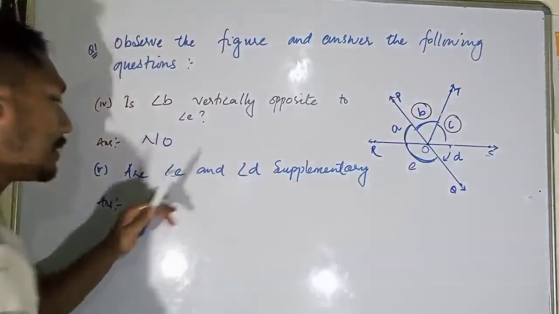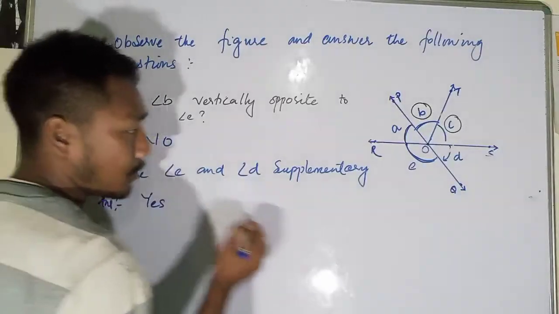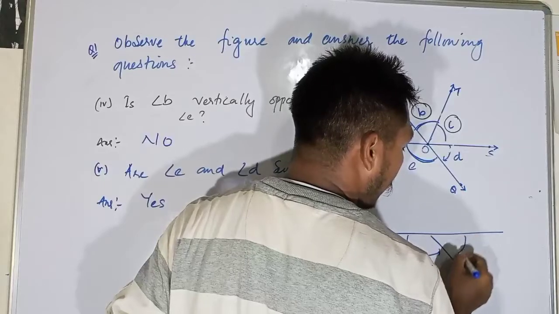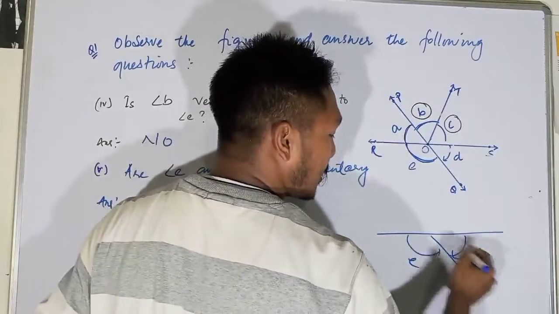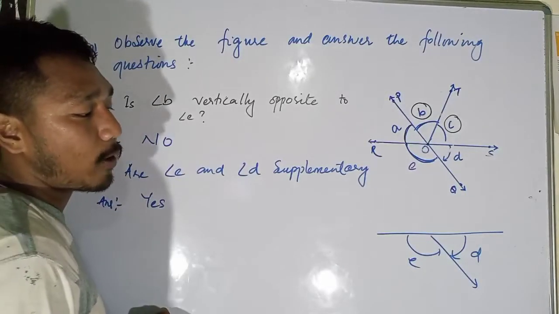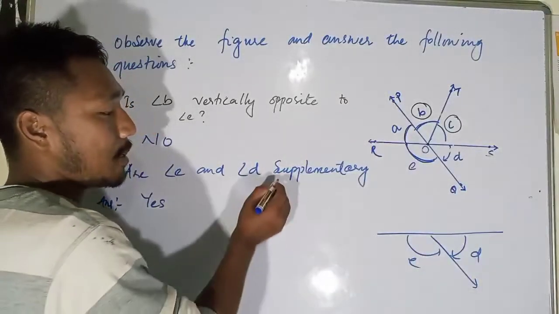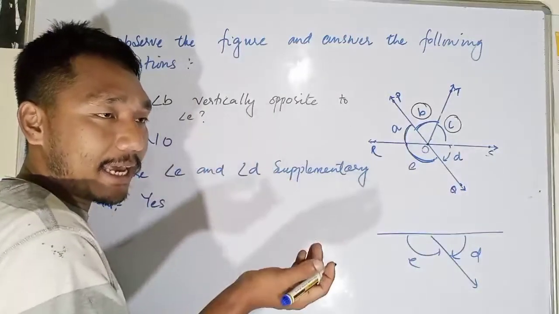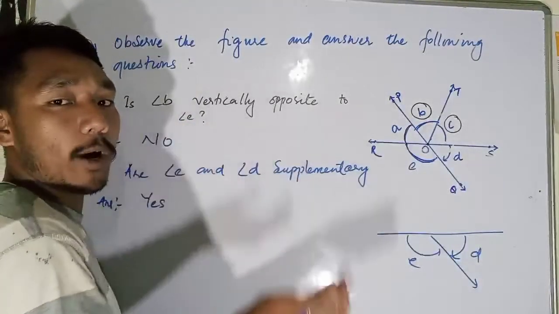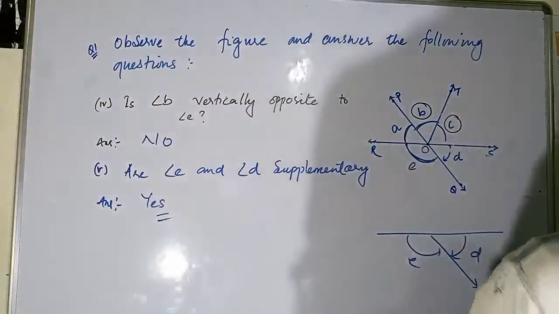Are angle E and angle D supplementary or not? Yes, you see they are supplementary. Why? You see angle E and angle D are on the downside, and they are in the form of a linear pair. I already told you that if it is a linear pair, the sum of the two angles will always be 180 degrees. So what is supplementary? Supplementary means the sum of these two angles will be equal to 180 degrees. That means yes, they are supplementary angles.